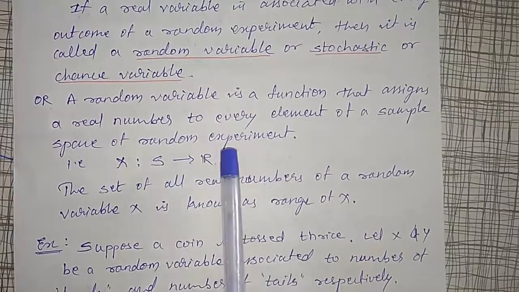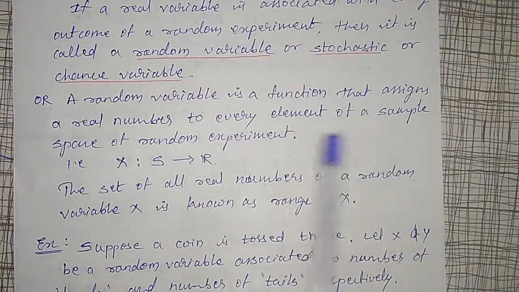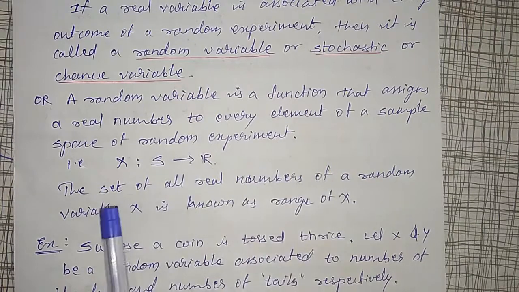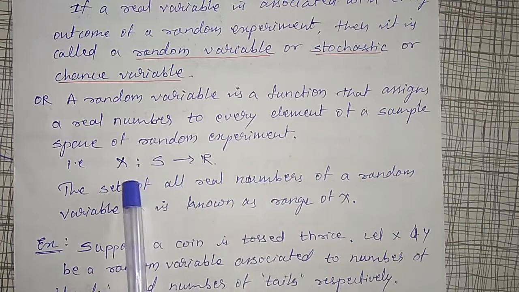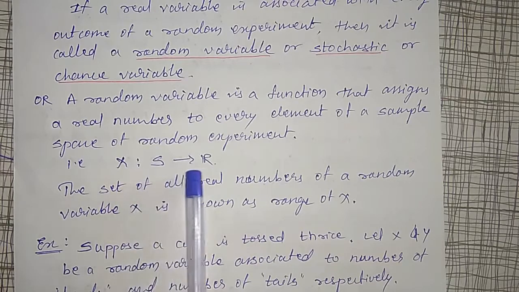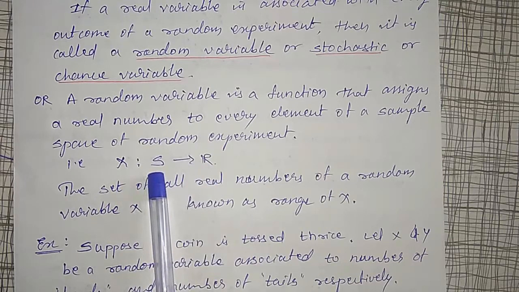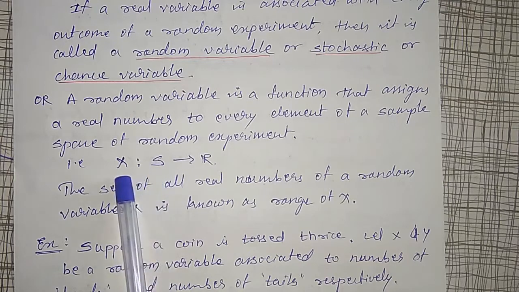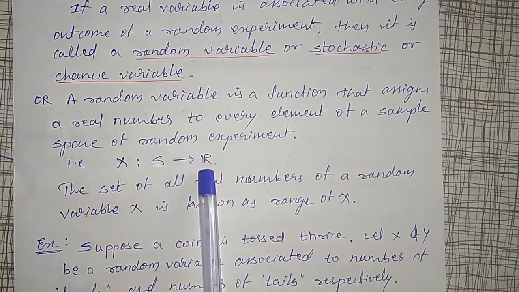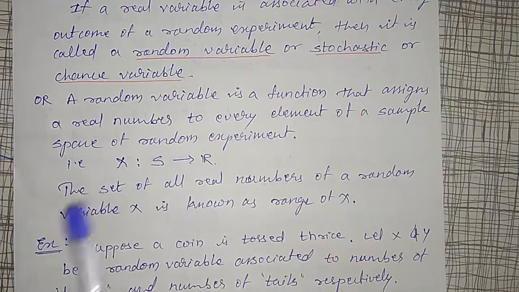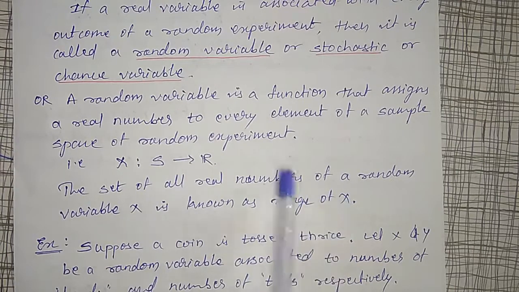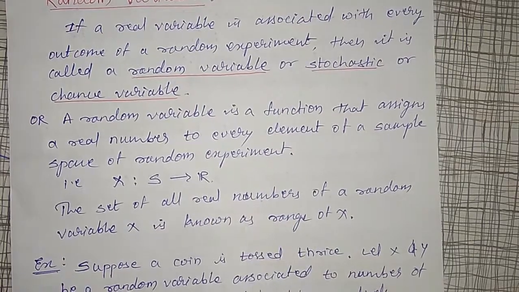A random variable is a function that assigns a real number to every element of the sample space of a random experiment. That is, X is a function from S to R, where S is the sample space and X is the function. X is nothing but your random variable, giving one real number. The set of all real numbers taken by X is known as the range of X. With an example I would like to explain this.